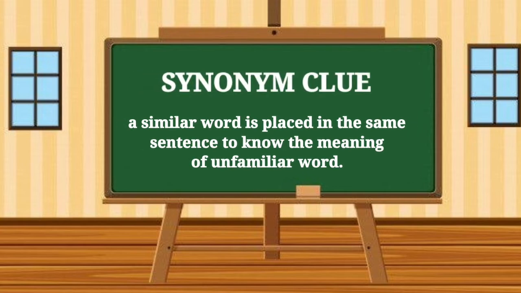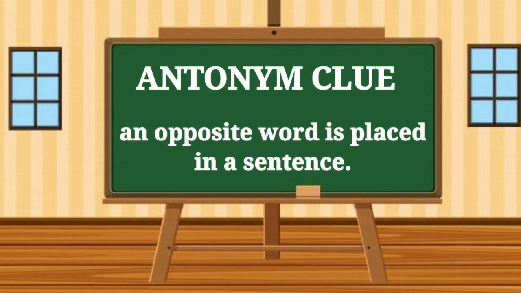Next to that is the synonym clue. In the synonym clue, a similar word is placed in the same sentence to know the meaning of unfamiliar word. Then we also have the antonym clue. In this type of clue, an opposite word is placed in the same sentence.